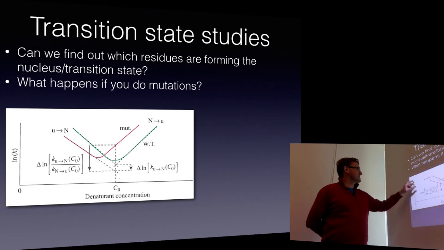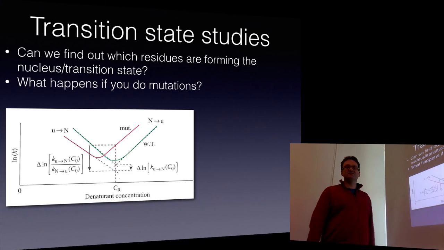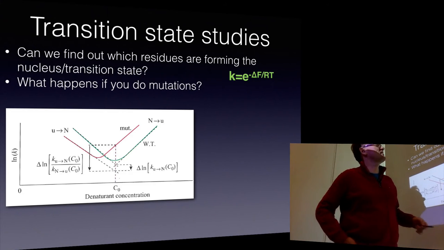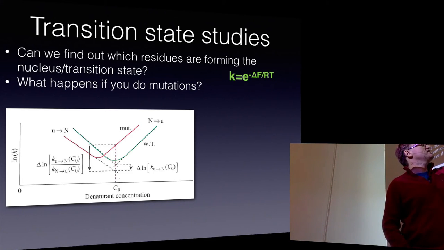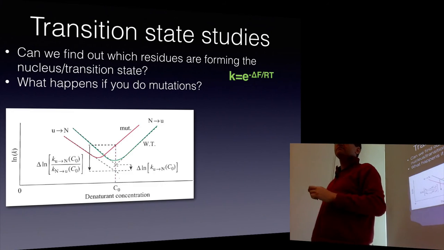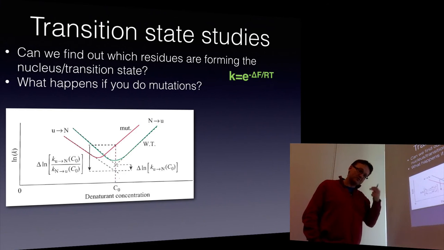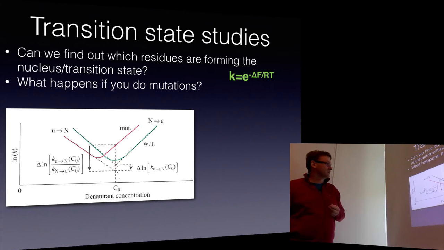So what we have on the Y scale here is the logarithm of this rate constant. And we know that that is, well, it's not equal, there should be a proportionality sign there. The rate constant has to do with the free energy differences divided by RT. So if something happens faster, it's because the free energy barrier is lower, right? So for argument's sake, let's say that I mutate residue number 29. And then I realize that when I mutate residue 29, the folding process goes much faster.